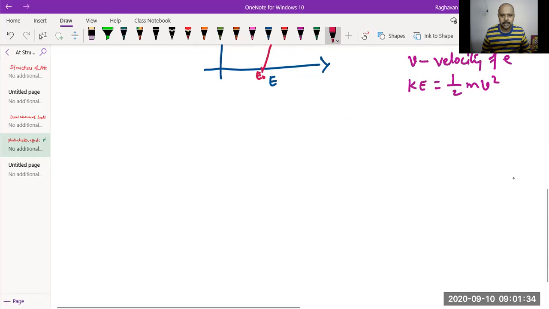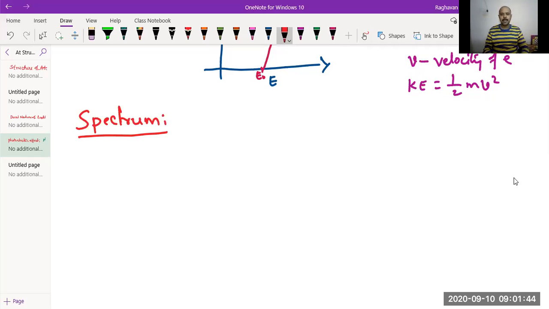Next, we'll take up the concept of spectrum. Now, people have to tell me, what is spectrum? What do you mean by spectrum? Color. Seven band colors. The arrangement of the light according to their wavelength. Separation of light when passed through a prism. Okay.